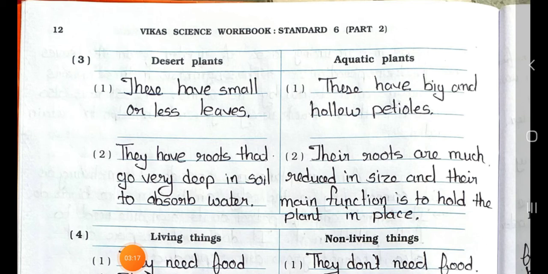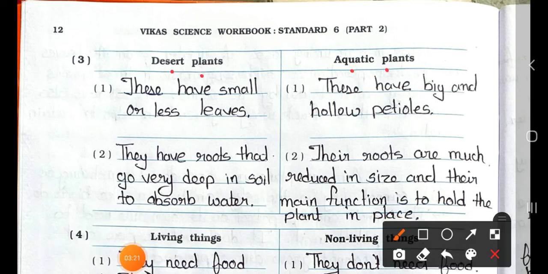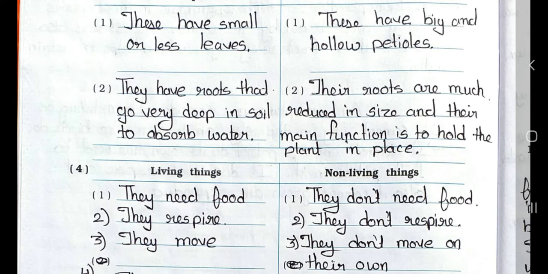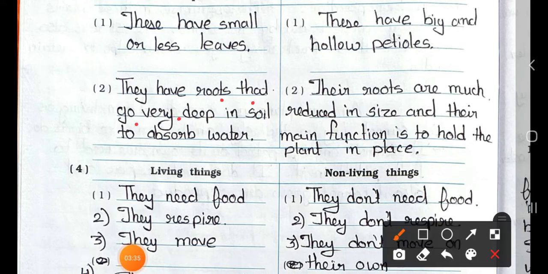See the number 3. Difference between desert plants and aquatic plants. Point 1. Desert plants have small or fewer leaves, and aquatic plants have big and hollow petioles. Point 2. Desert plants have roots that go very deep in the soil to absorb water, and in aquatic plants the roots are much reduced in size and their main function is to hold the plant in place.